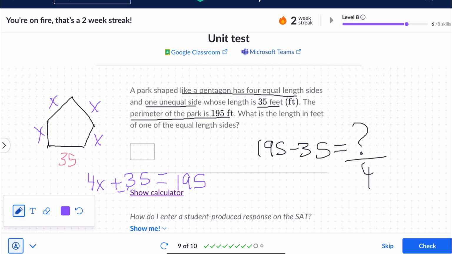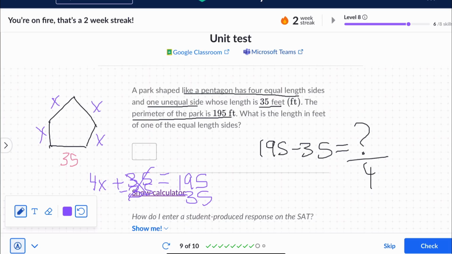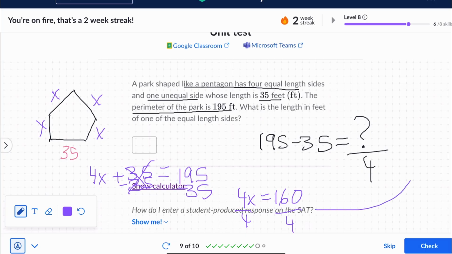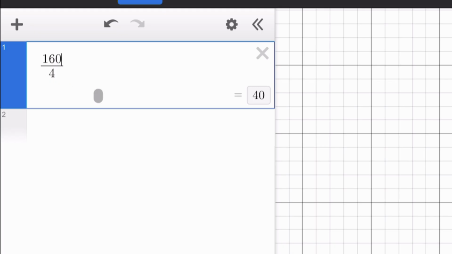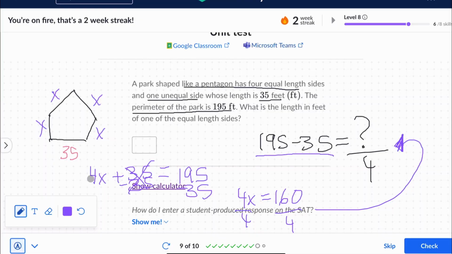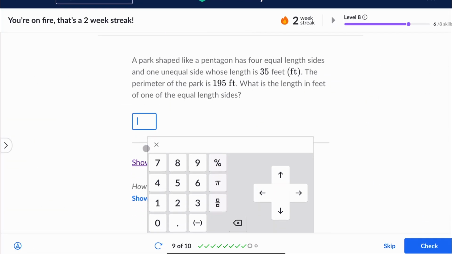And if we're solving for x, all we have to do is subtract 35 from each side. And that's going to give us 160. So 4x is equal to 160, and all we have to do is divide that by 4. And if you look at that, that's basically what I showed you in our first equation. It's basically the same thing. See, we did 195 minus 35, and then whatever we got, we would divide it by 4, which is what I did here. And so 160 divided by 4 is going to give us 40. And so the length of one of the equal sides is 40 feet.